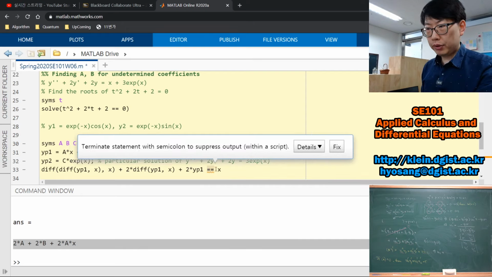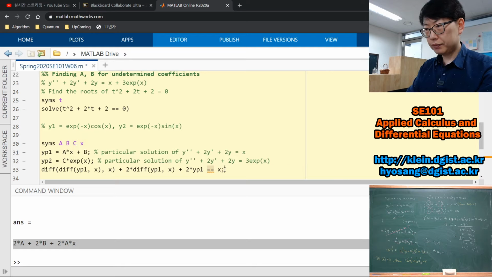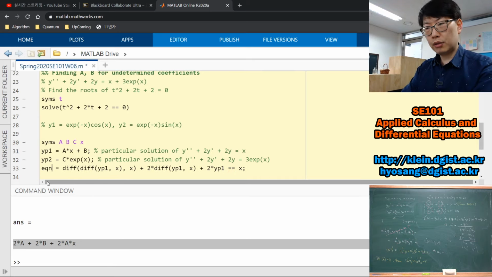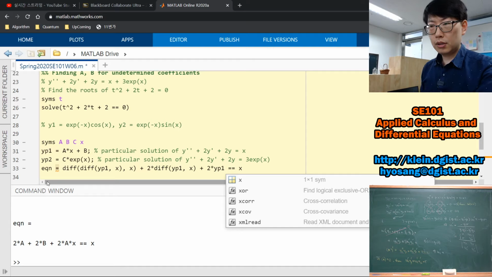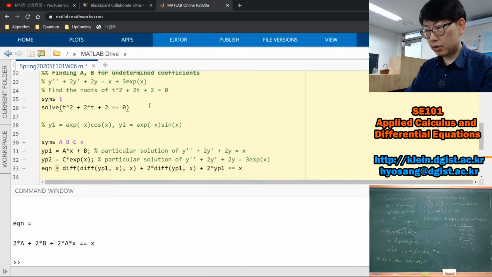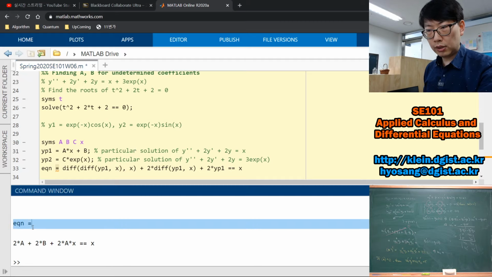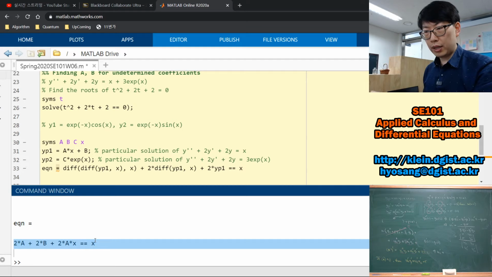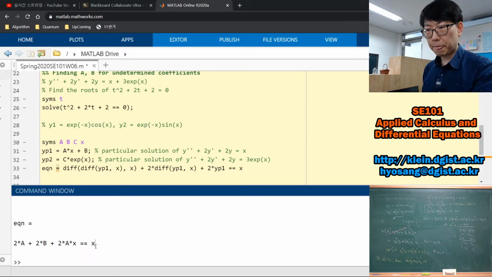I also put the double equal sign here, okay? And this represents an equation. So equation 1 is my equation, this one. So let me just show you the result. The equation is defined to be the equation. Okay, so this is not a formula, this is an equation. So the result is true or false.